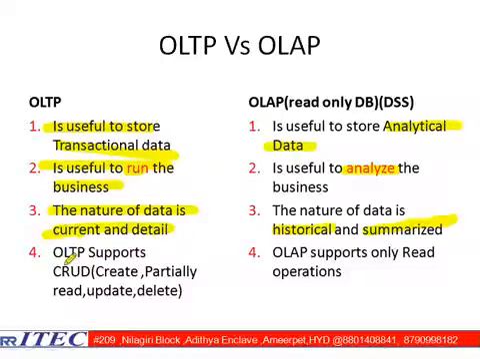Now from the 4th point onwards, our learning is actually going to happen. The 4th point is OLTP supports CRUD: create, partial reading, update, deleting. These are the functionalities it is going to support. We can create a record in the database. We can read some of the records, that is partial reading. We can update the record. We can delete the record in OLTP. Whereas in OLAP, we need to do only one activity. That activity is called reading.